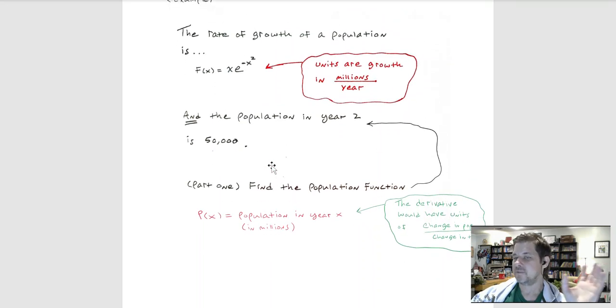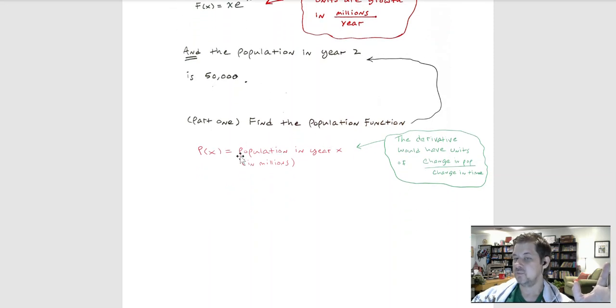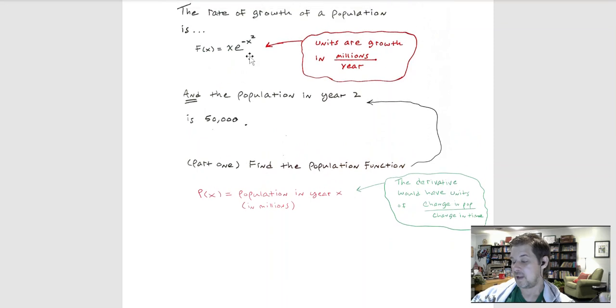Now, so let's think for a second. How could we take the function that tells you how fast the population's growing and get the function that tells you what the population is? That's all this part 1 question boils down to. I have a function that tells you how fast the population's growing, and I want the function that tells you what the population is. You see the difference between those two things?